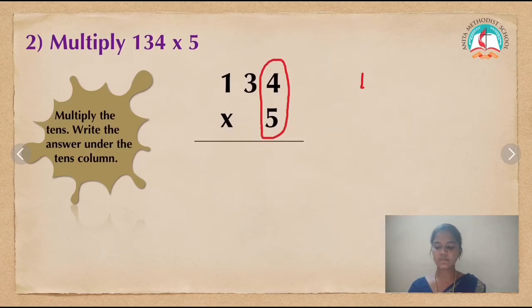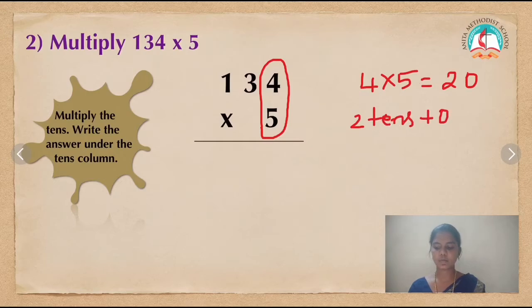Okay, so here 4 times 5 equals 20. That is 2 tens plus 0 ones. Okay, so I need to write the tens in the tens column. I need to write the ones under the ones column. So write the 0 under the ones column, carry over the 2 to the tens column. Okay, so now you understood this, right? How to carry over after multiplying this.